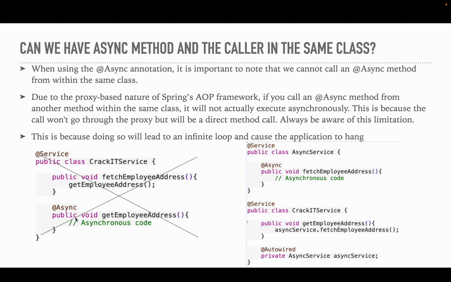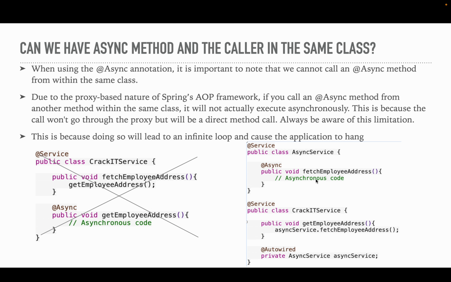For this to happen, this should reside in a separate class. If it resides in the same class, what will happen? It will consider this as a direct method call and not as an asynchronous method call. So this is a very important limitation that we should be aware of. Also, there is a high chance that this will lead to an infinite loop, and this may cause the application to hang.